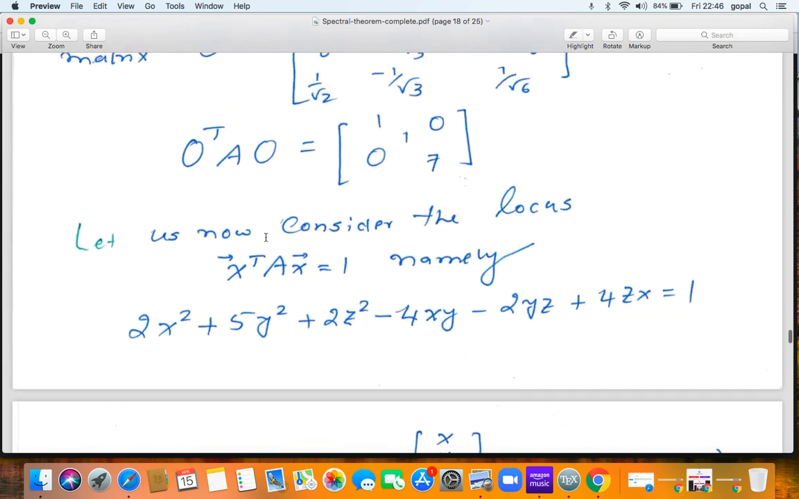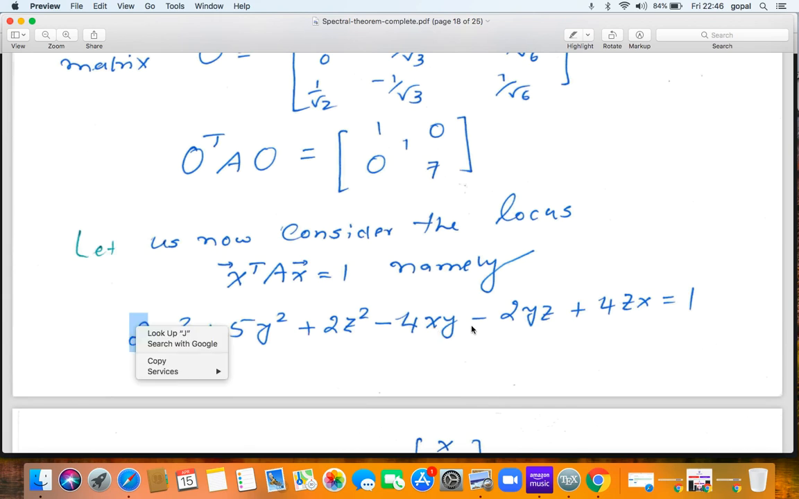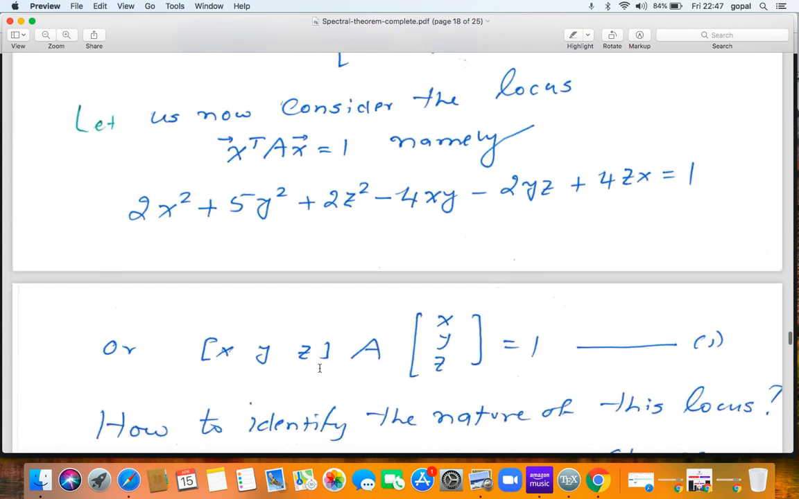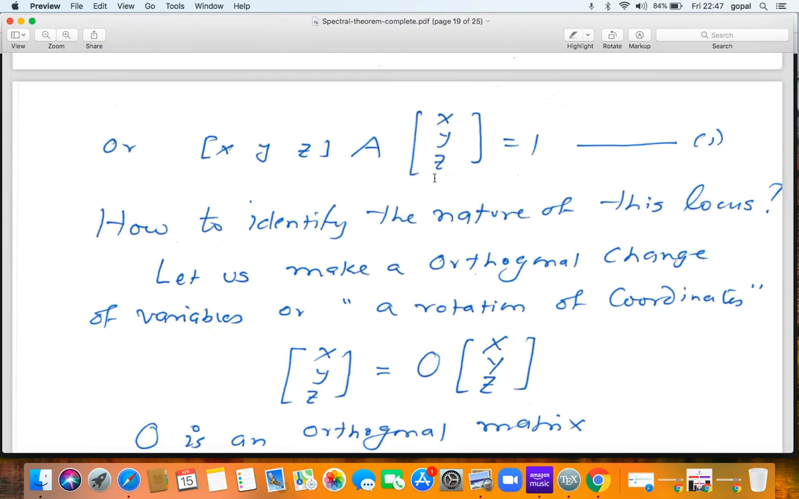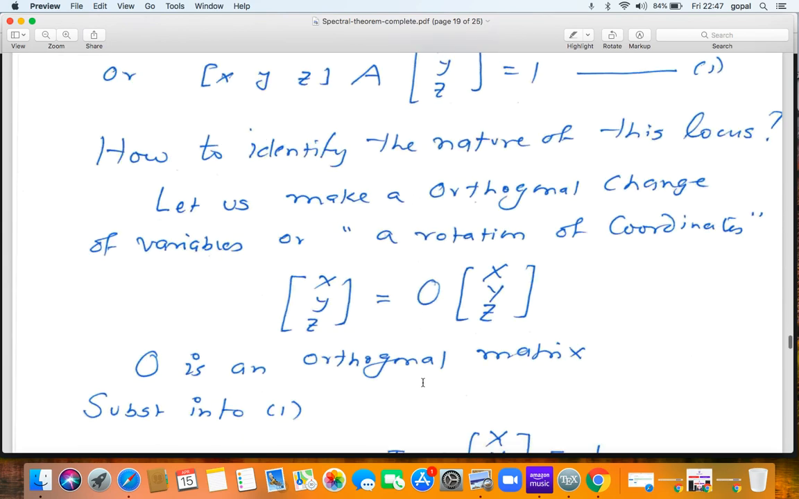This is a surface in 3-dimensional space. This last displayed equation is a surface in 3-dimensional space. Is it a sphere? Is it an ellipsoid? Is it a cylinder? What kind of an object is it? Again, to investigate this, we should write it in matrix form: little x, little y, little z row, A, little x, little y, little z column, equal to 1. How do I identify the nature of the locus? I must subject it to an orthogonal change of coordinates. Little x, little y, little z will be O times capital X, capital Y, capital Z, where O is an orthogonal matrix.